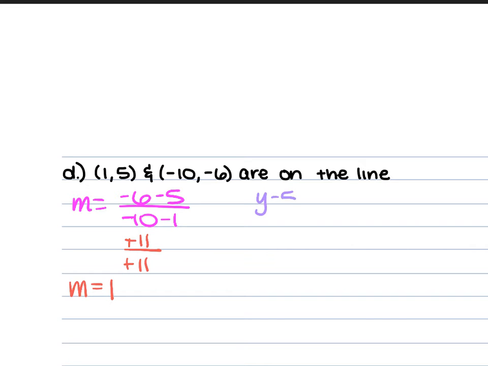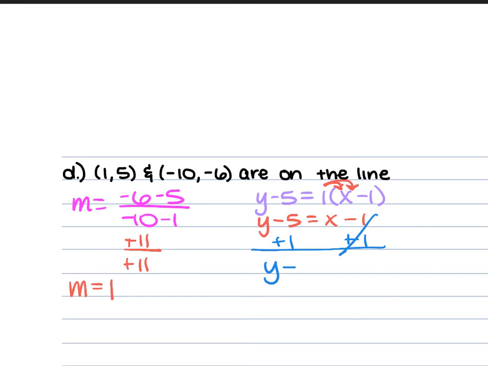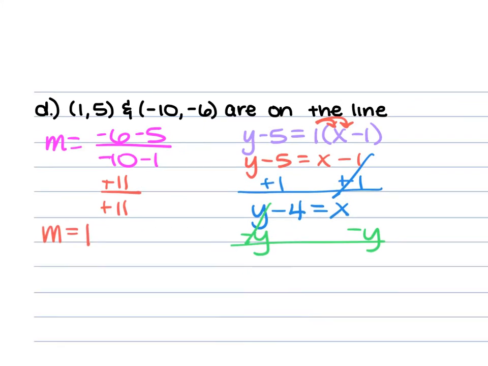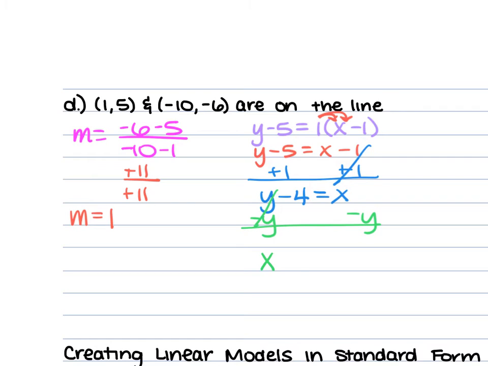So y minus 5 is equal to 1 times x minus 1. Distribute the 1. So y minus 5 is equal to x minus 1. I am going to move the 1 over with the 5. So I have y minus 4 is equal to x. Then I'm going to move my y over by subtracting it. So I have x minus y is equal to negative 4.